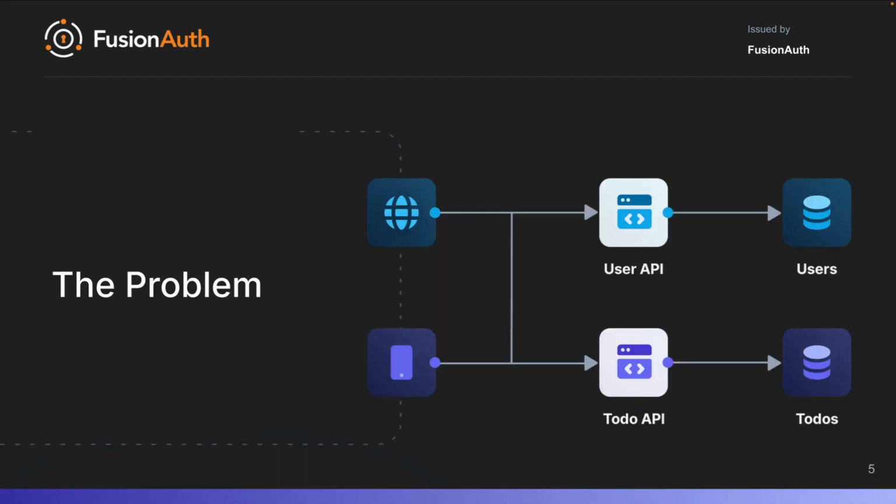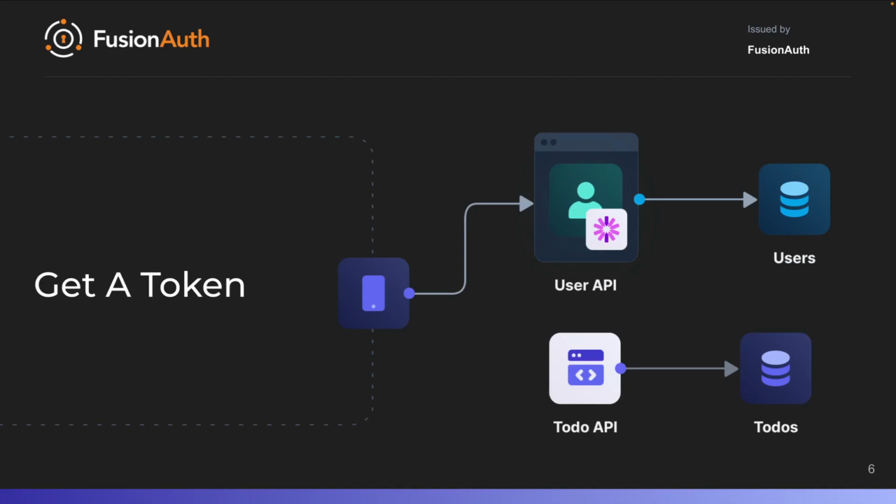Let's look at the problem we're trying to solve. We have two separate APIs and we want the client to work with both of them. JWTs provide a secure way to solve this problem. The client needs to access the To-Do API, but authentication and user management is done by the user API.